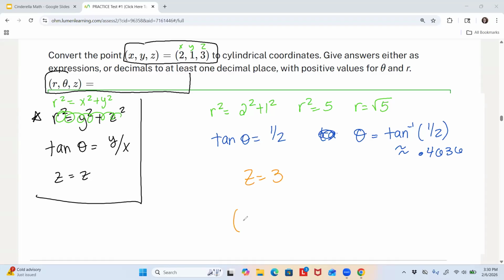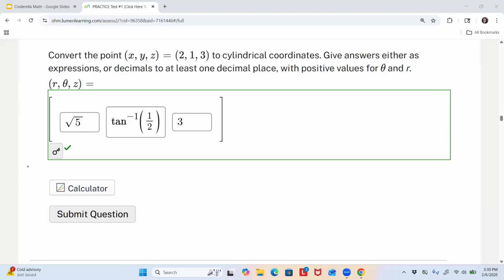So the final answer I got is root 5, inverse tan of 1/2, which I'm sure you could just put in 0.46 if you want, and then 3. This is what the system took for me, so that's what I did. Let's see the little key there, see what they want for the 0.46. Yeah, that's fine. And they went ahead and did root 5 is like 2.2. You don't need to do that. Root 5. Yeah, it's fine.